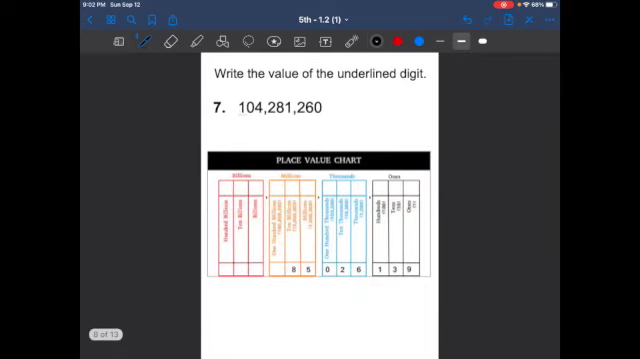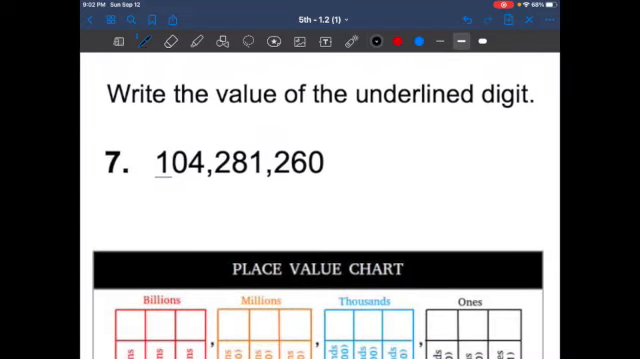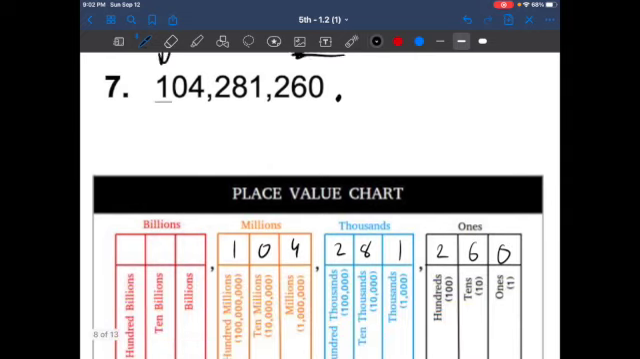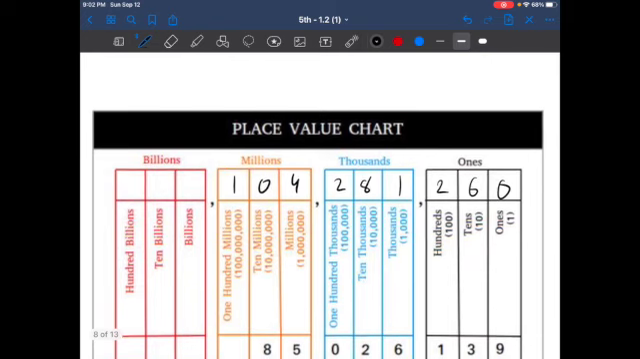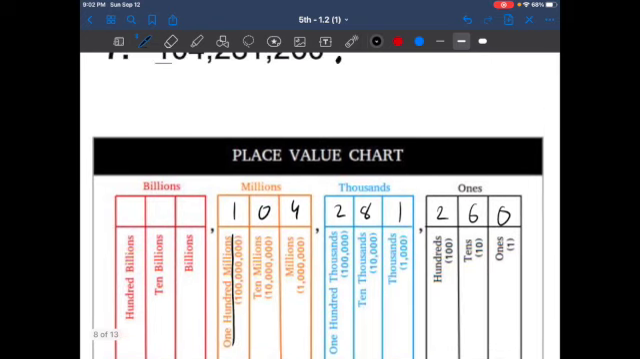Here we go. It says write the value of the underlined digit. Again, we want to make sure we write it in the right place so that we can solve it together. So let's put it in the place value chart. We're going to start over here and go that way. We have 0, 6, 2, 1, 8, 2, 4, 0, 1. And we're looking at the 1's place. So that 1, and what place value is that? It looks like it's 100 million.